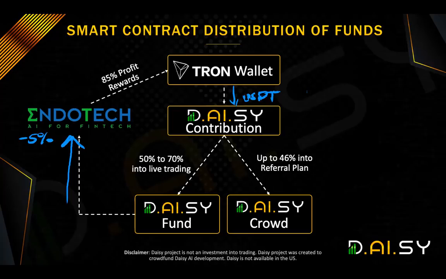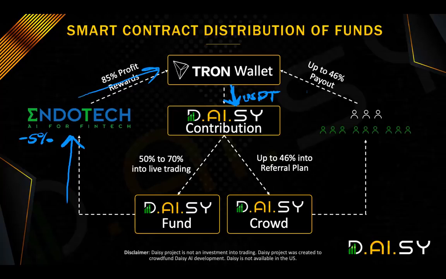But what changes is when you are contributing here, you're paying in USDT. When the profit rewards come to you, they come in USDT, as well as when the referral plan is paying out from the Daisy crowd up to 46%, that will also come in USDT. That is the only thing that is changing. But the impact and what we need to do is what this video is going to cover for you.